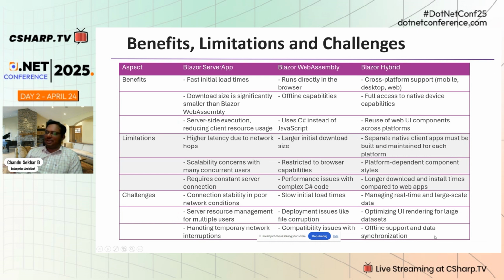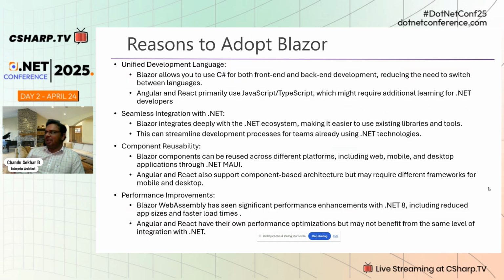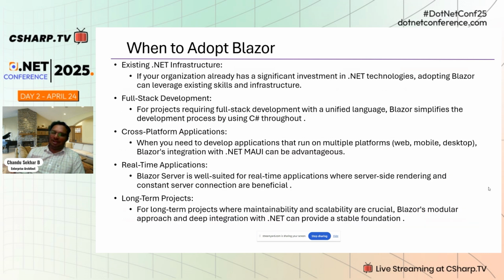When it comes to Blazor Hybrid, managing real-time and large-scale data is a challenge, optimizing UI rendering for large data sets is a challenge, and offline support and data synchronization is also a challenge when we adopt Blazor Hybrid. But apart from all these things, it has reasons to adopt, and it has cases for when to adopt Blazor.